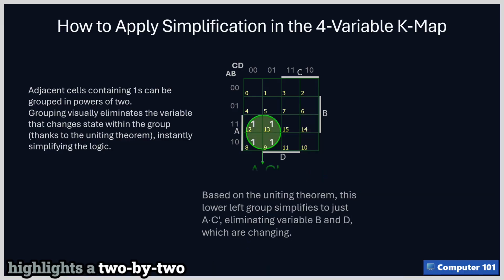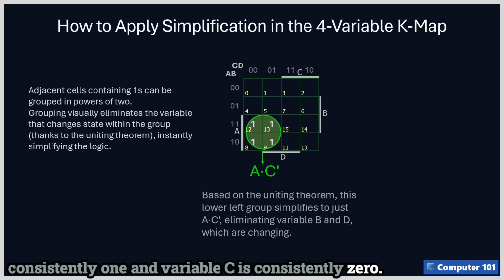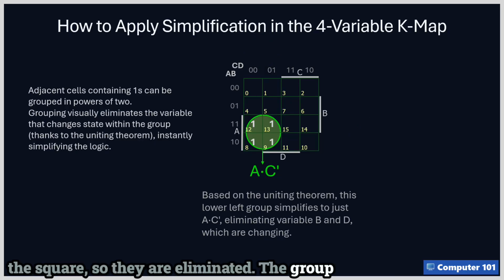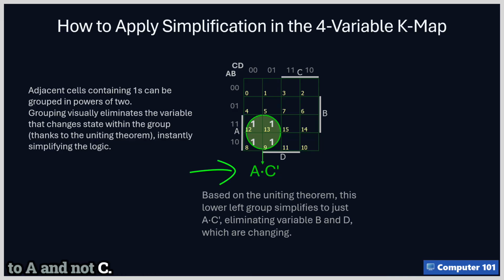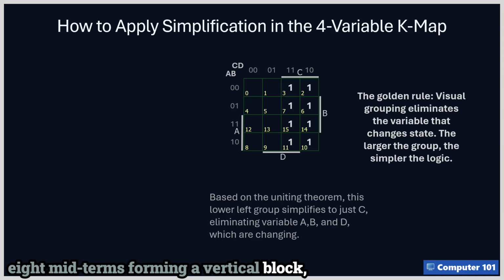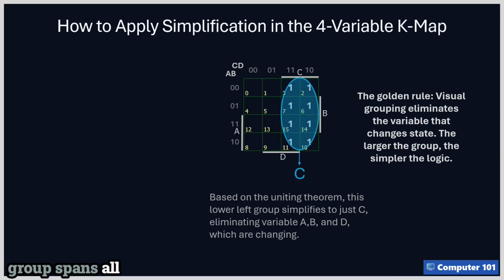This diagram highlights a 2 by 2 square grouping of ones in the lower left corner. Within this square, variable A is consistently 1, and variable C is consistently 0. Variables B and D change state across the boundaries of the square, so they are eliminated. The group simplifies to A and not C. This layout illustrates a larger group of 8 minterms forming a vertical block. Because the group spans all 4 rows and 2 columns, variables A, B, and D all change state and drop out, leaving only variable C.